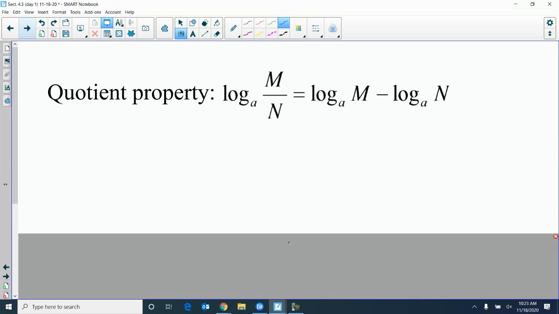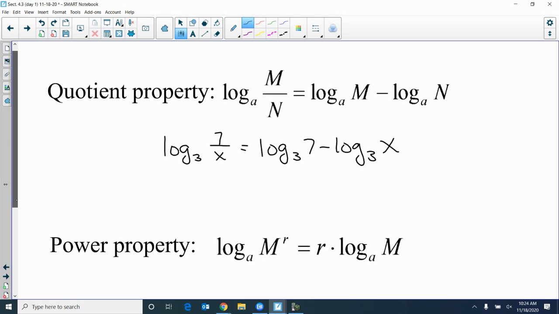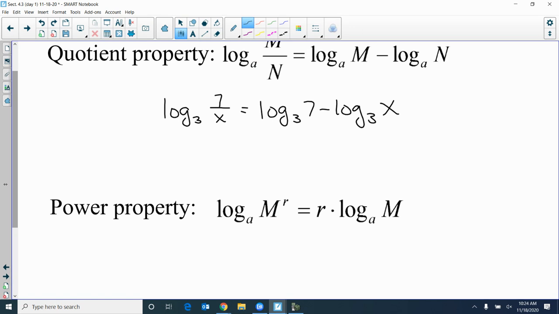Now you got the quotient property. Log base a of m over n equals log base a of m minus log base a of n. For that case, log base 3 of 7 over x would be the same as log base 3 of 7 minus log base 3 of x. And if you start with the subtraction, you can write it as a division problem. And then that third one is the power property. So we got the product, quotient, and power property.